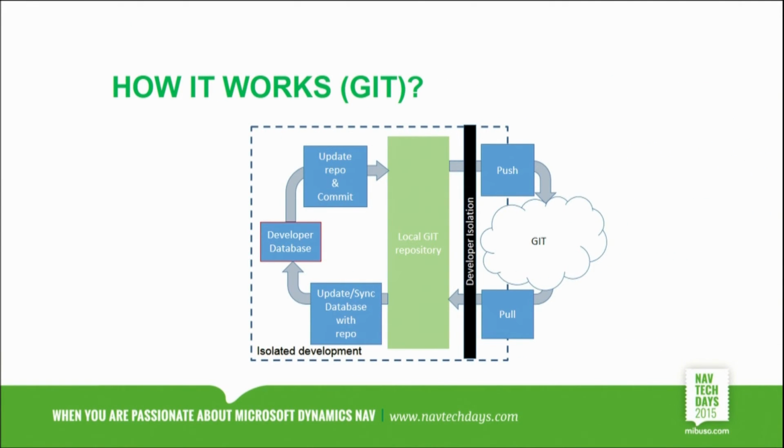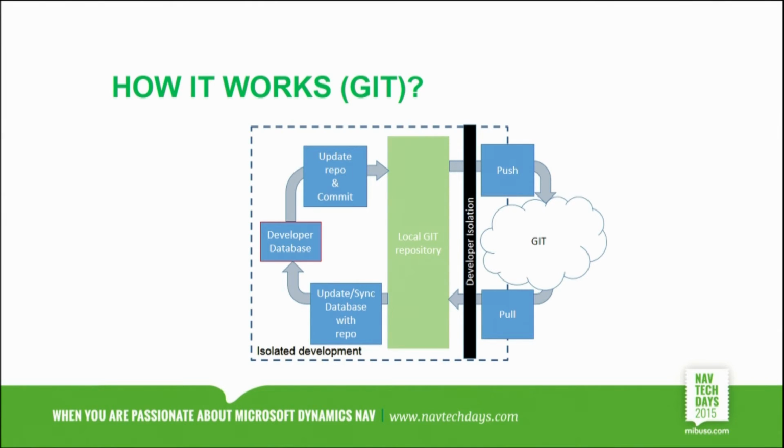Okay, how it works. We already saw that. It's a variant of what Luke already showed us. It's the central Git repository in my case. I have some pull action to download it to my local system, work with it, update the local repository, and then push to the server. So that's the development isolation.